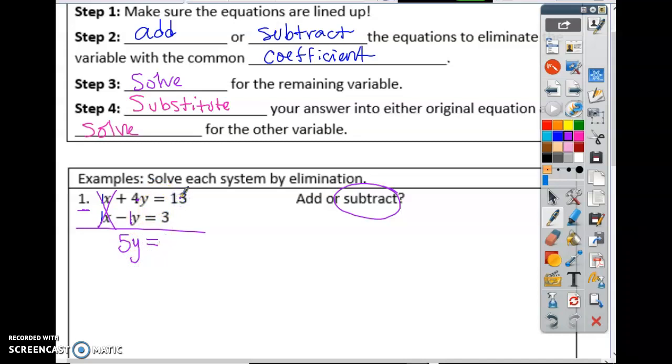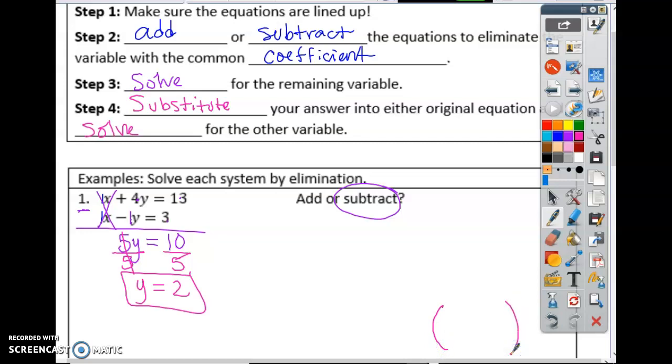Then 13 minus 3, 10. Okay? Last step, divide by 5, cancels. What's 10 divided by 5? 2. That was pretty simple, I think. Some of you might not think it's simple yet because you haven't practiced it. So that's part of my answer.